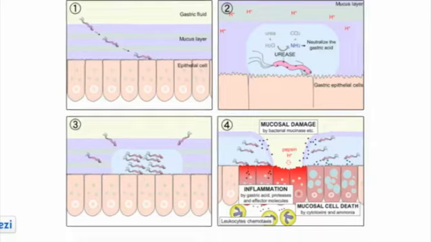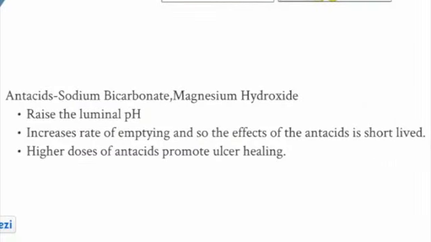Coming on finally to antacids such as sodium bicarbonate, magnesium hydroxide and aluminum hydroxide. These tend to raise the luminal pH of the stomach, and this increases the rate of emptying, and so the effect of antacids is short-lived. Gastrin release is increased, and because this stimulates acid release, large amounts of antacids would be needed for ulcer healing.